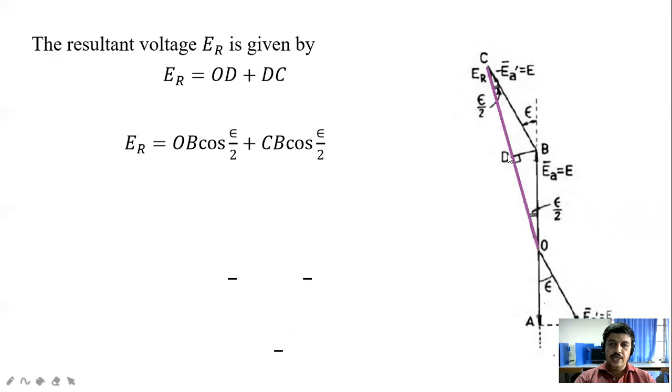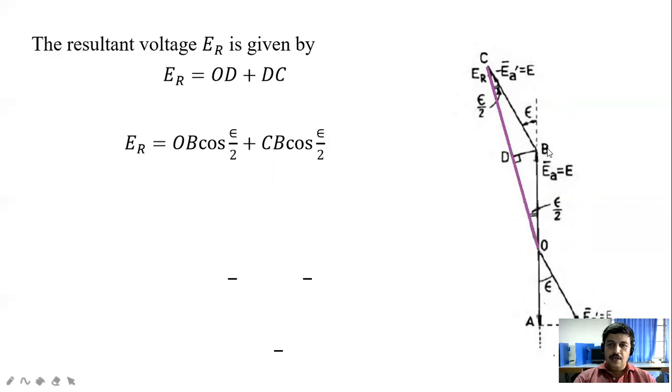In triangle OBD, angle D is equal to 90 degrees. Angle O, that is BOD, is equal to epsilon by 2. So we can apply the cosine function here, and we can calculate OD as OD equal to OB into cos of epsilon by 2. So OD is OB cos epsilon by 2.